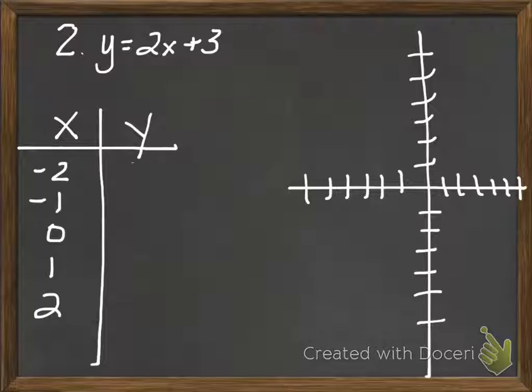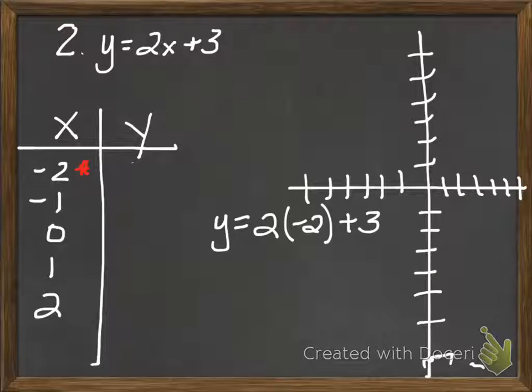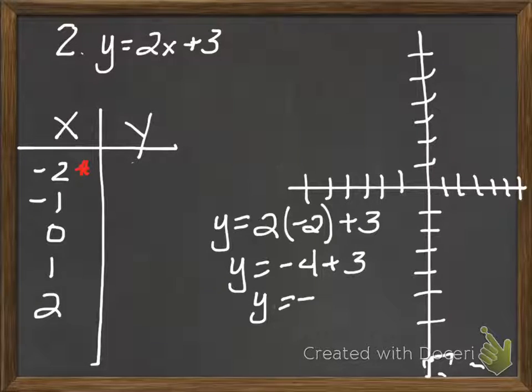I'm going to do that over to the side here. So we have y equals 2, and instead of writing x, I'm going to substitute in this first number that we have right here, which is our -2. So instead of writing x, I'm going to write in -2, and then the rest of the equation says plus 3. To simplify this, I have y equals 2 times -2 is -4 plus 3. So my y equals -1. So when my x is -2, my y is going to equal -1.